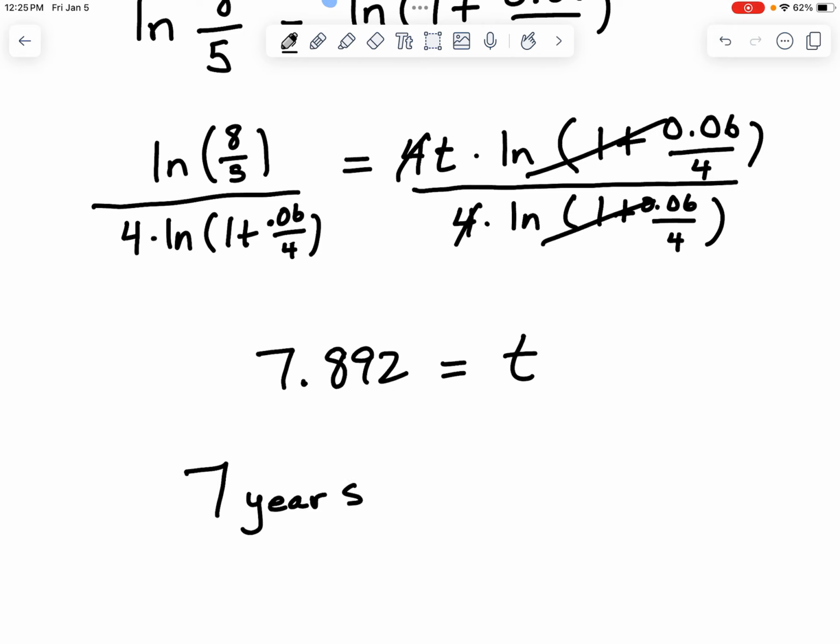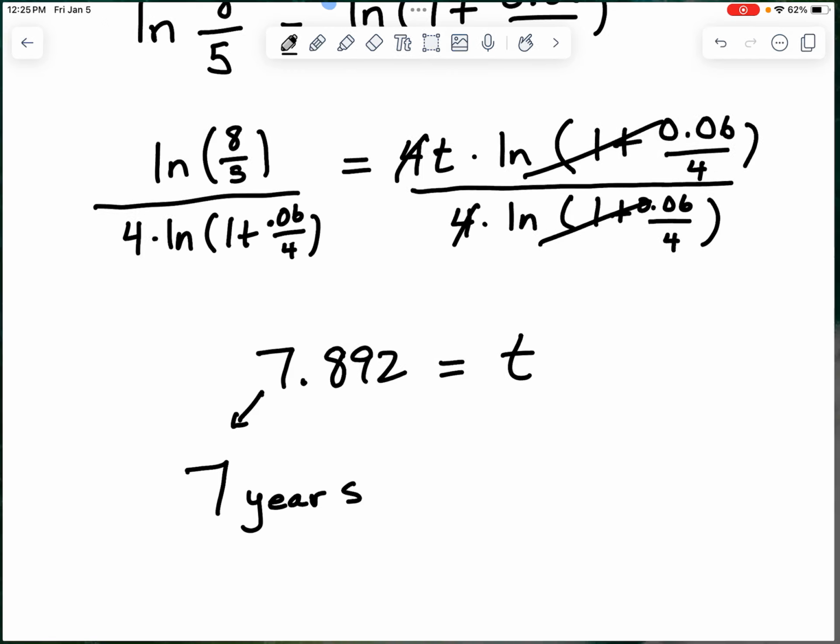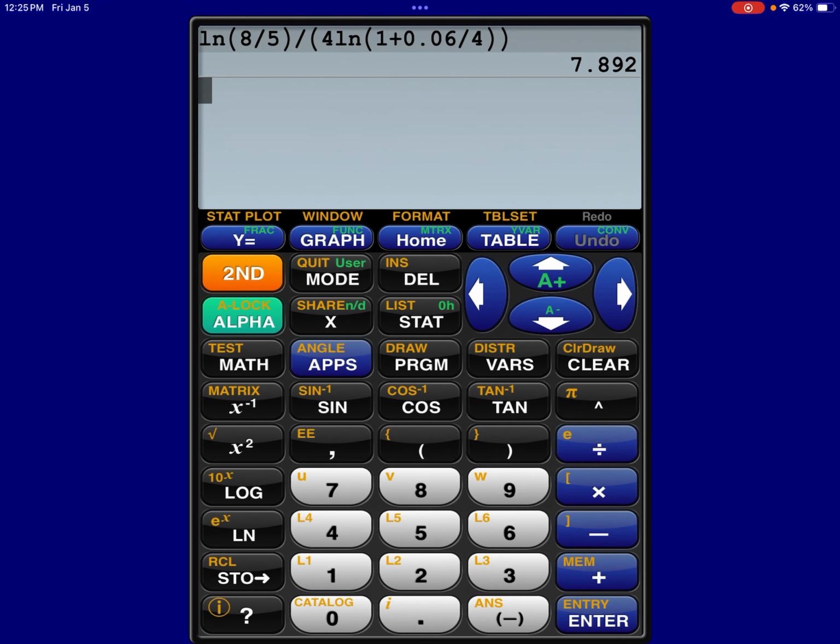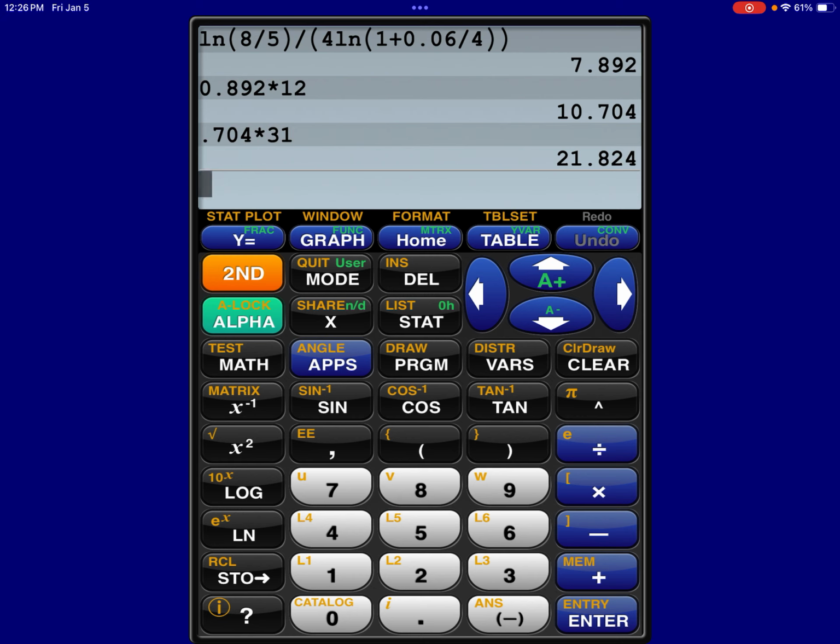Or, if you wanted to put it in years and months, then take the 7 off, because that's years, and then just take the decimal 0.892. Go to the calculator and just take the 0.892 times 12 months in a year. So that means 10, which is October. And then if you take the decimal off of that, the 0.704, and say, well, if you're in October, there's 31 days, because of course Halloween, there's 31 days. That's going to be October 21st.